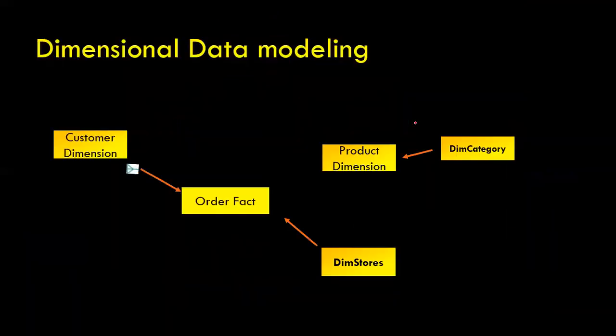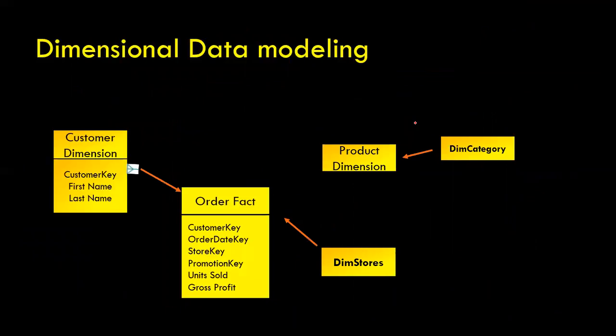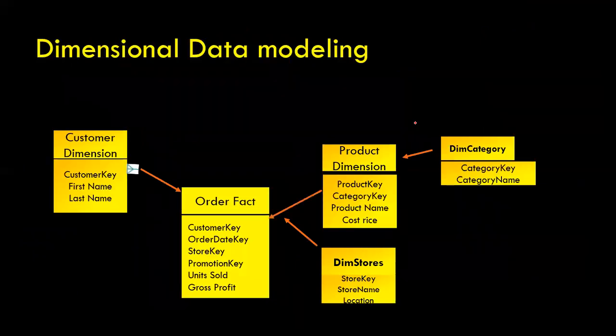So dimensional data modeling: this is a customer dimension, and an order fact table. All these are fact tables. In the fact table, we can see it consists of all the keys, the combination of keys and the facts or the measures. That is what your fact table will have.